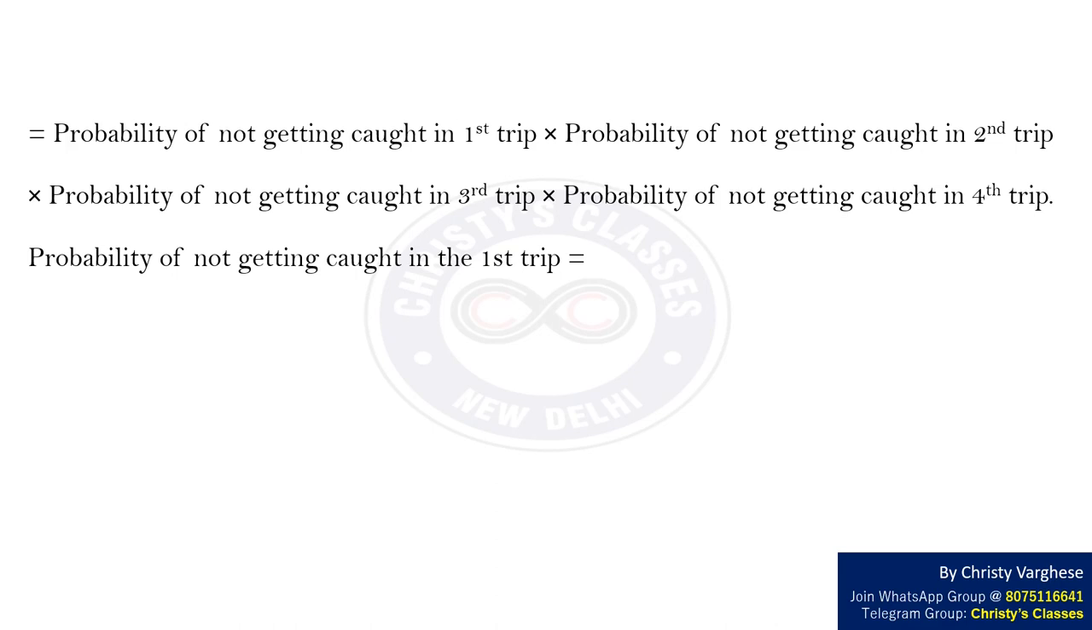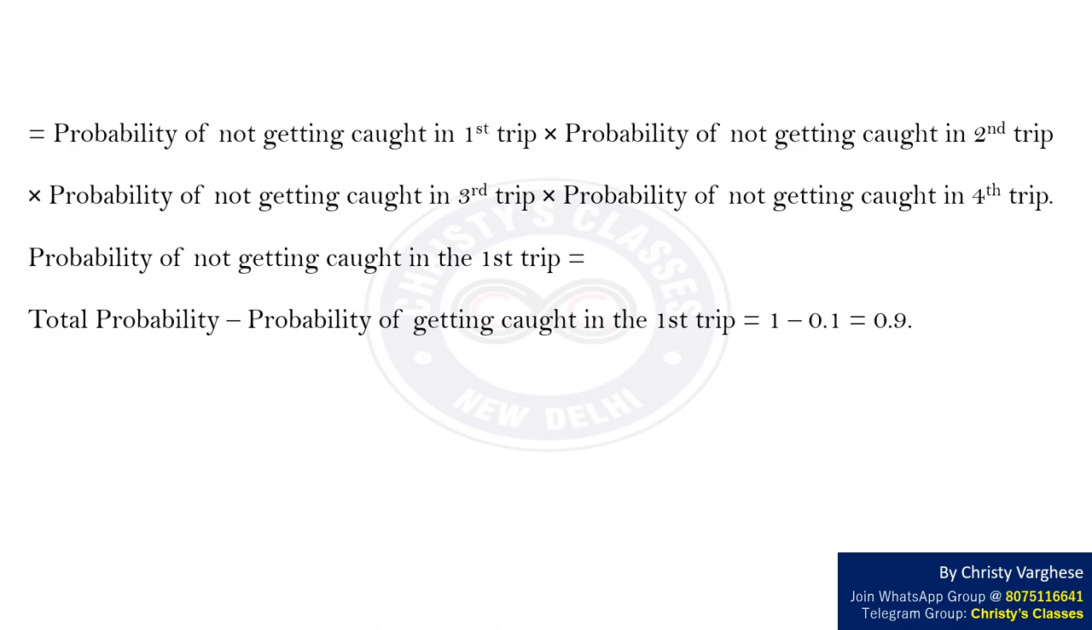Probability of not getting caught in the first trip equals total probability minus probability of getting caught in the first trip. That is 1 minus 0.1, which equals 0.9. Similar is the case with the second, the third, and the fourth trip.